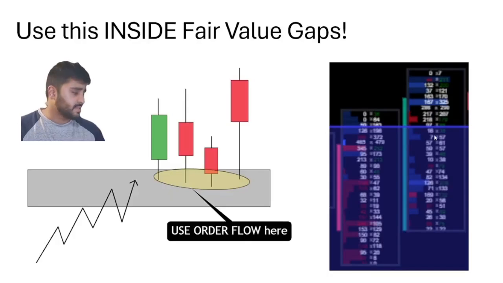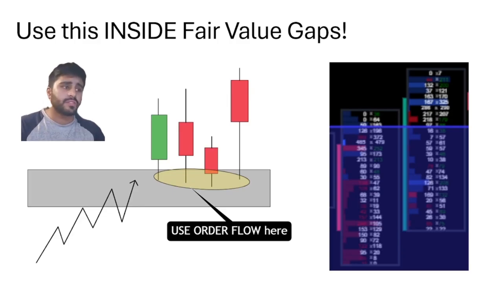We need to know this. I want every single trader to understand what is going on inside of a fair value gap, right? So price comes into a level, we break the level, we retest the level, and then we go higher. Why is it that some of your retests work and some of your retests don't work?